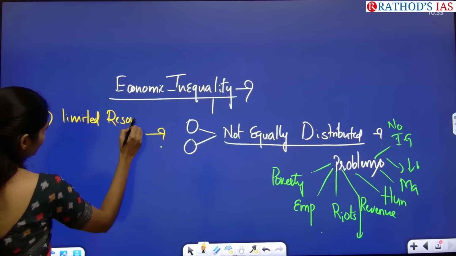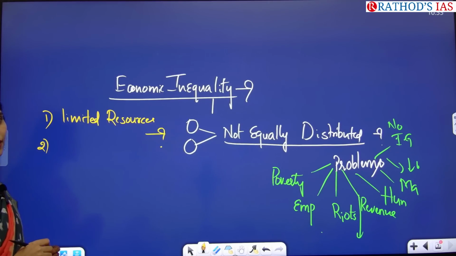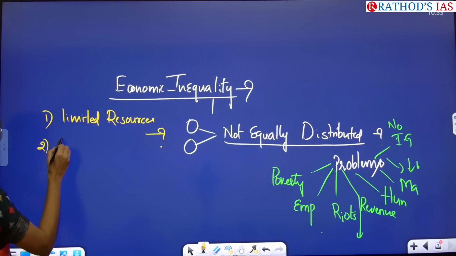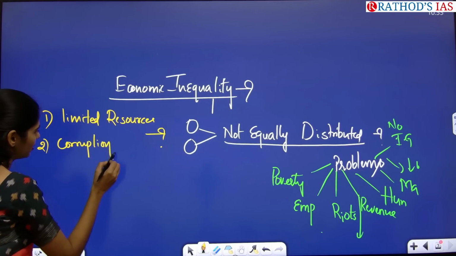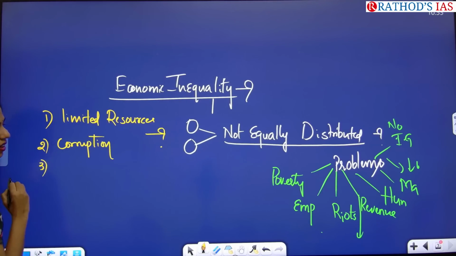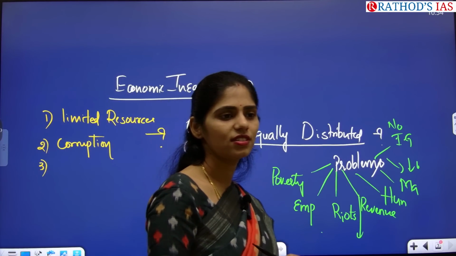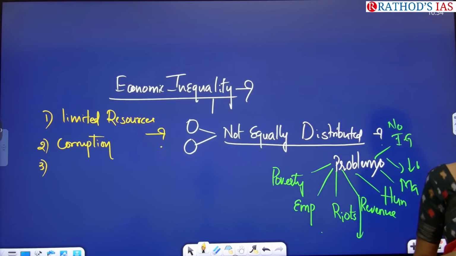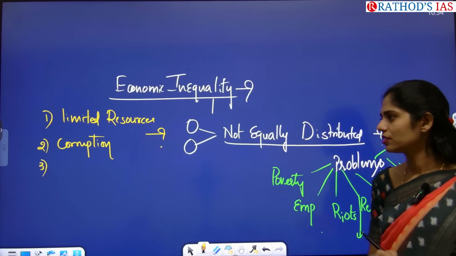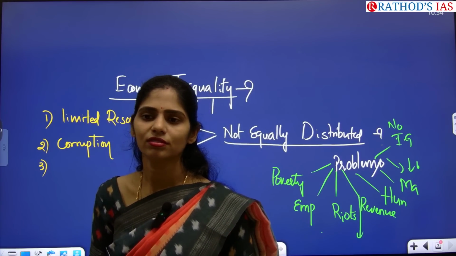Limited resources. Next, tell me. Because of corruption? Yes or no? Because of corruption. Online students, come on, think and tell me. Give me your ideas in the comment box. Limited resources, corruption.